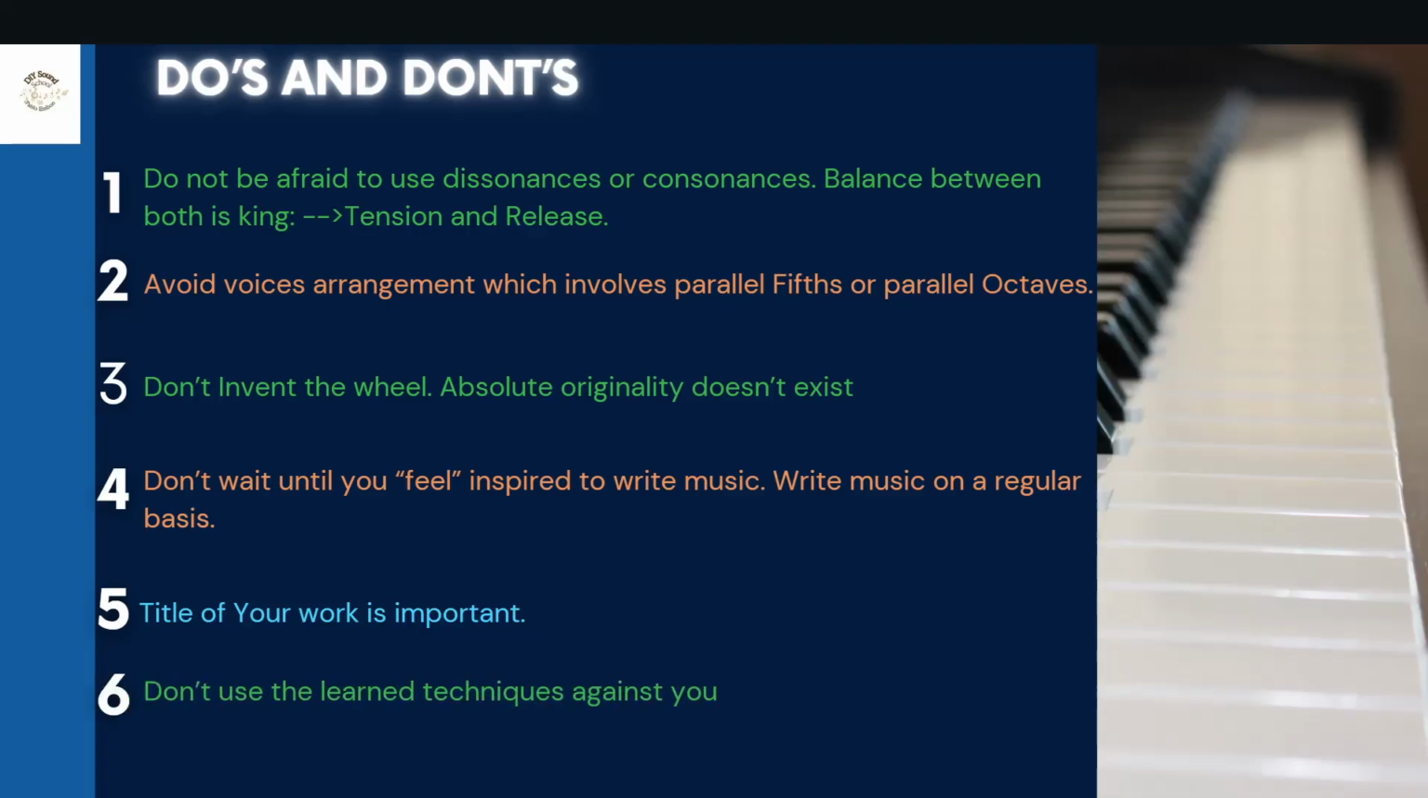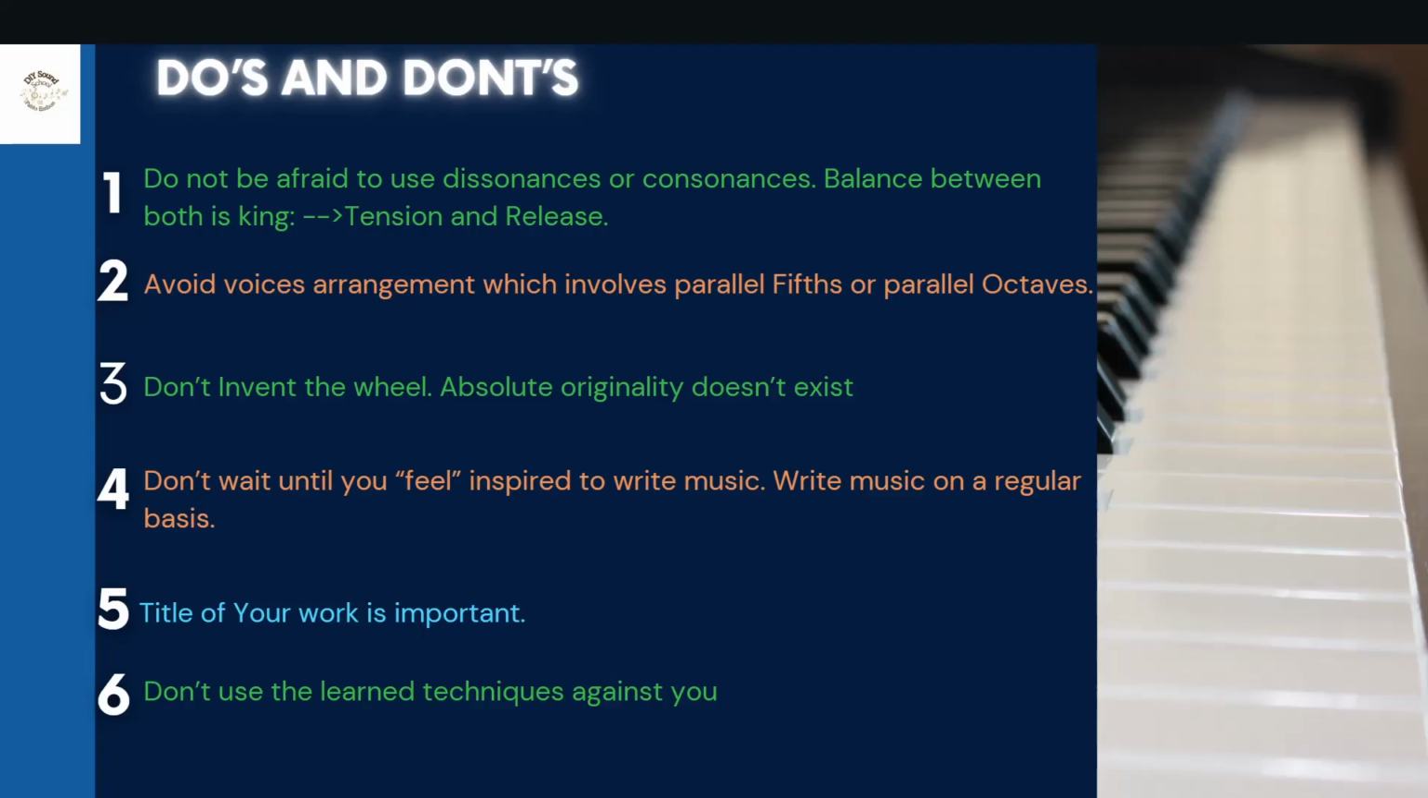Guideline number 6, don't use the learned techniques against you. There are a lot of very talented musicians, instrumentalists, who are so aware of the techniques they've learned throughout the years that at some point they actually get blind to looking at the technique itself as part of the composition, as opposed to composing with emotions and from the heart itself.